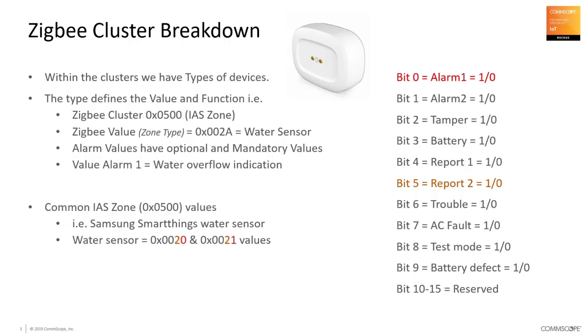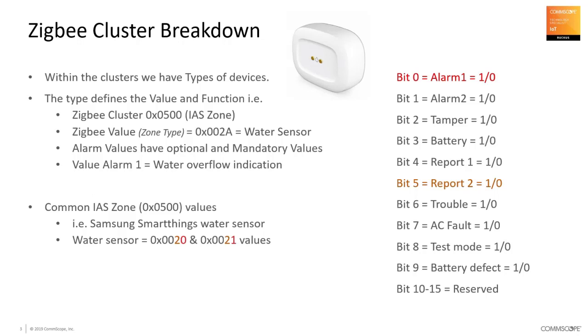In this particular case, though, this sensor is an IAS zone device, so it would use Zigbee cluster 0500. So when it reports a message from the sensor through the access point and into the IoT controller, and it reports a Zigbee cluster of 500, we know that it's an IAS zone device. Within that cluster, it will also report a zone type field, which in this particular case will report 2A. Now, 2A directly maps to a water sensor. So just by getting one message with a cluster 500 and a zone type of 2A, we know straight away that this is a water sensor that is reporting its current state.